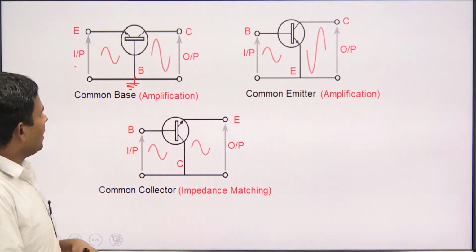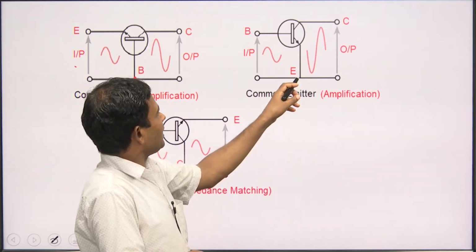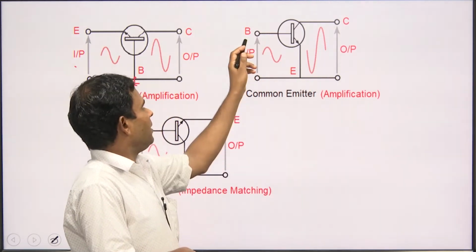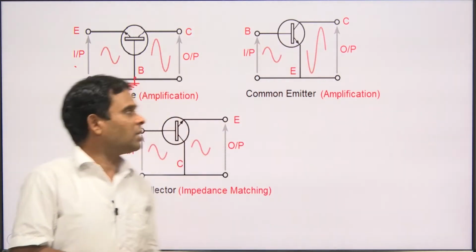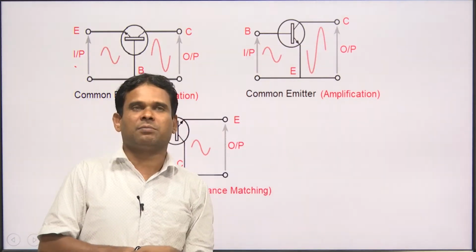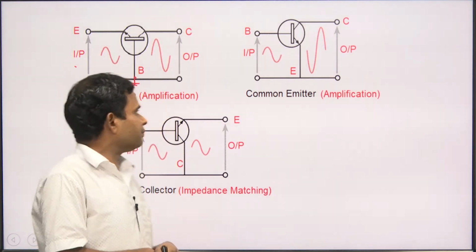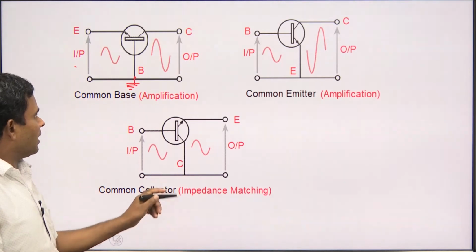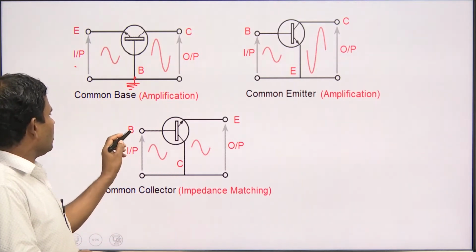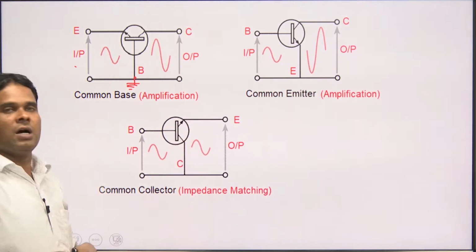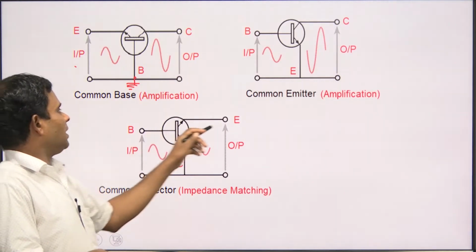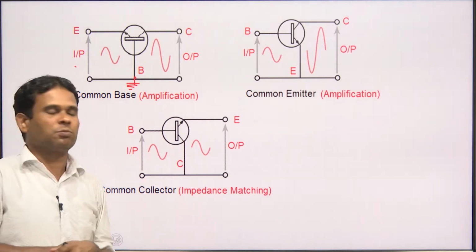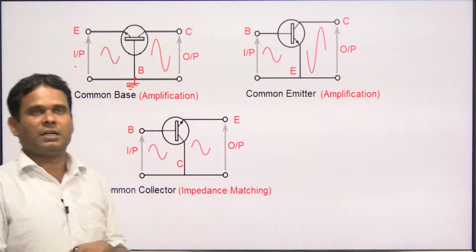Here the emitter is the input terminal, the collector is the output terminal, and the base is the reference, common or grounded terminal. On the other hand, in common emitter, the emitter is taken as common for input as well as output. Here the base is the input terminal, the collector is the output terminal, and the emitter is the common or grounded terminal. In common collector, the collector is common with respect to input as well as output. Here the base is the input terminal, the emitter is the output terminal, and the collector is common, so it is called the common collector.